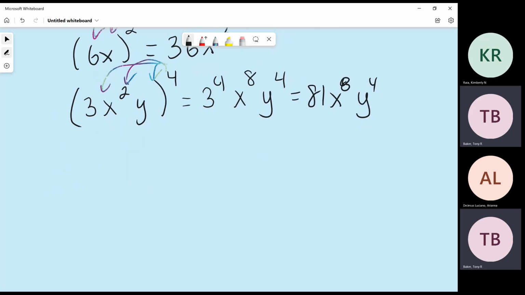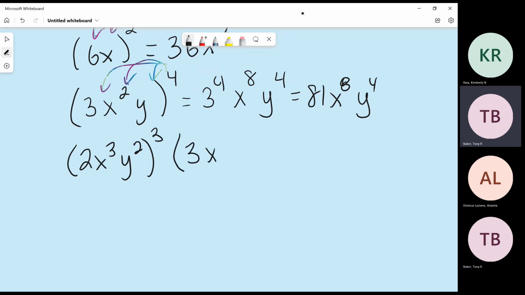So let's go another more complicated step. Let's put these together. So we have 2x to the 3rd, y to the 2nd, to the 3rd, times 3x y to the 4th, z to the 3rd, to the 2nd power. Notice, nothing more, just more letters, just more numbers. All right, it's nothing crazy. What do you think we should do first? Let's get rid of my parentheses by distributing.